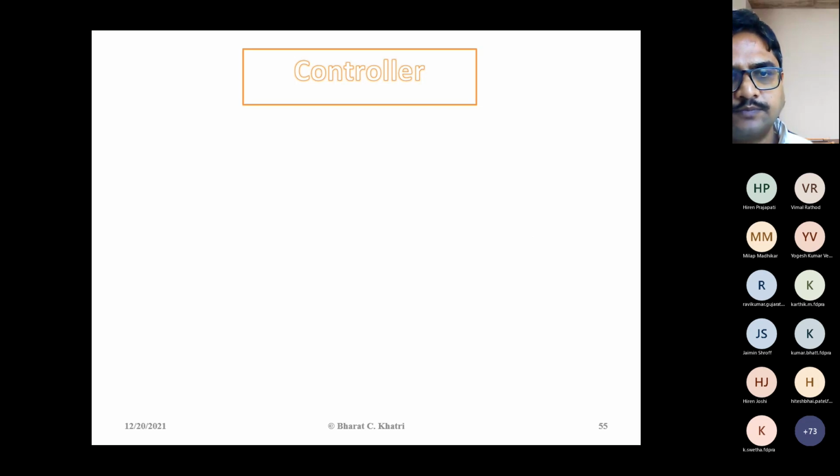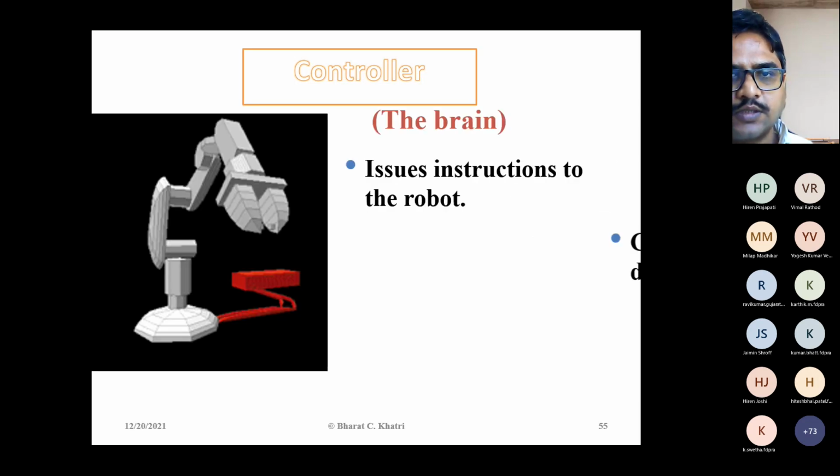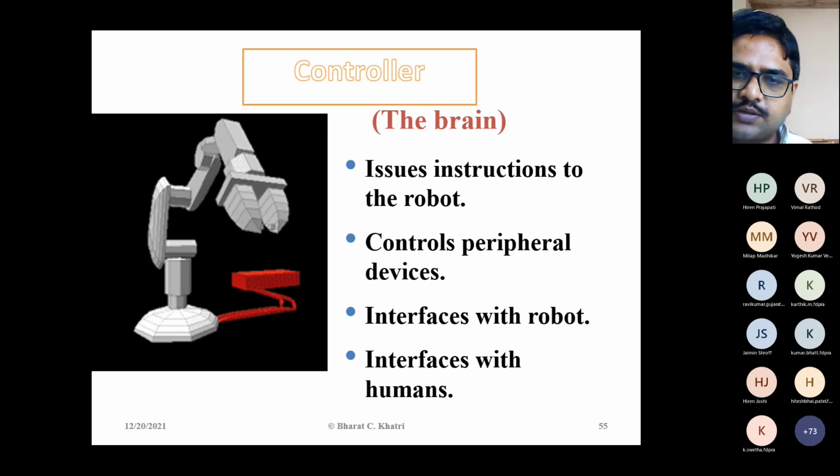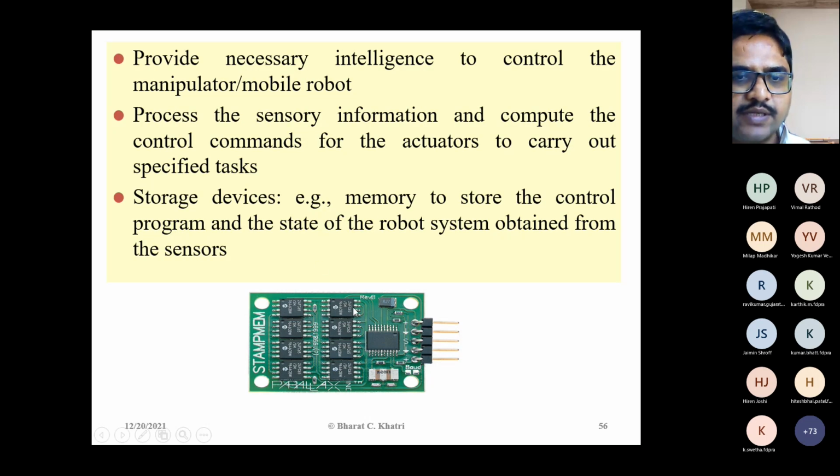The second one is the controller. The controller is the brain that issues instructions to the robot and controls the peripheral devices. It also sees things. The controller has different types of chips, right? They can store information, compute the control commands, and send the signal to the drives and actuators. A lot of small chips are used in robots, and it also has storage devices mounted on it, so it can store the instructions also.